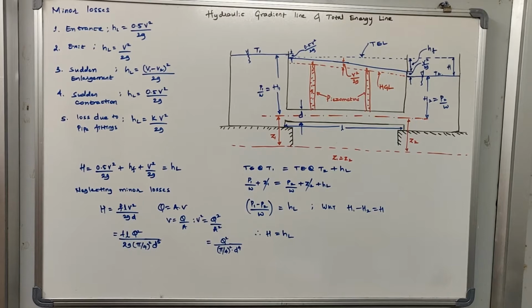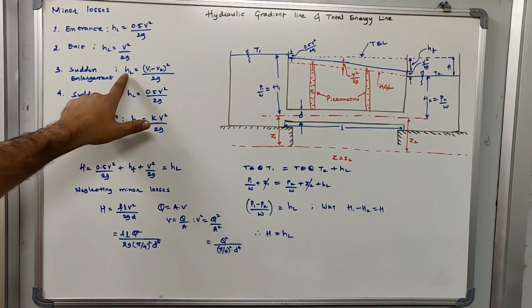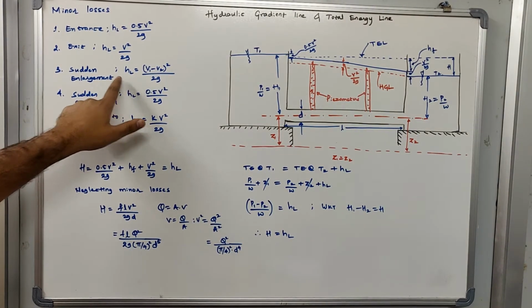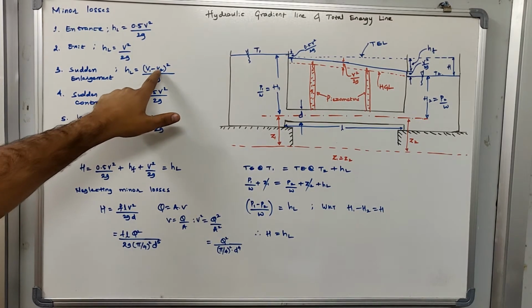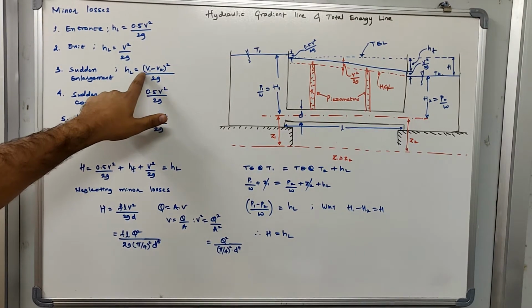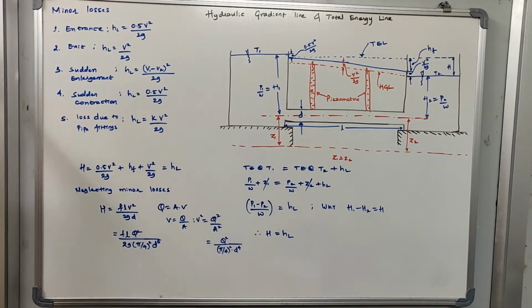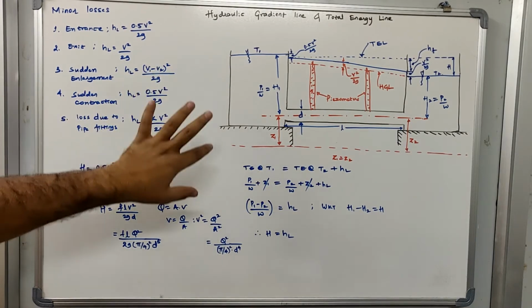So in the last two previous videos we discussed how to calculate the head loss due to friction, which is a major loss. Then I solved one of the equations for minor losses, which is sudden enlargement. I hope you all remember the head loss due to sudden enlargement, which is given by (v1 minus v2) whole square divided by 2g, where v1 is the velocity at the first point and v2 is the velocity at the other point.